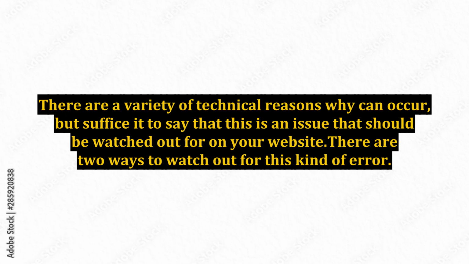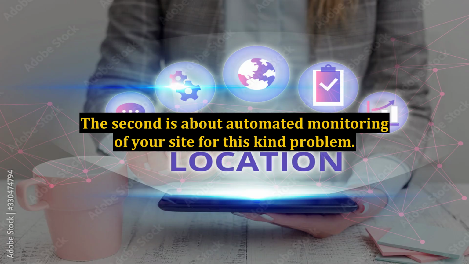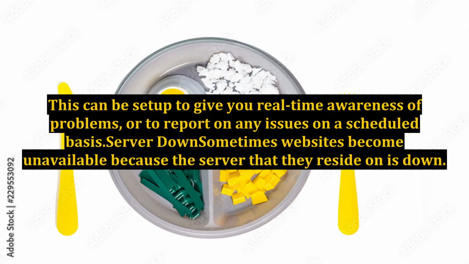There are 2 ways to watch out for this kind of error. The first is about making it really easy for someone to report the problem that they just encountered. The second is about automated monitoring of your site for this kind of problem. This can be set up to give you real-time awareness of problems, or to report on any issues on a scheduled basis.